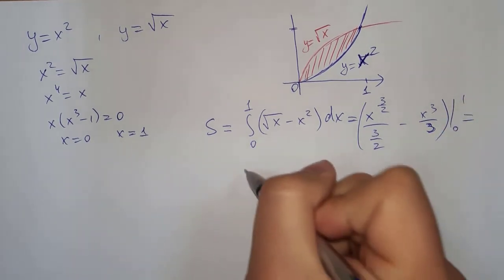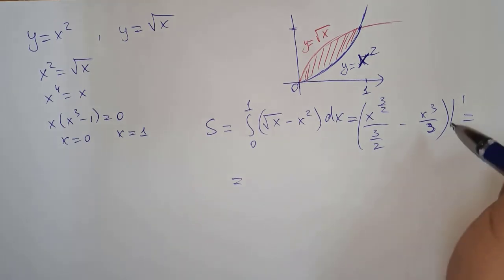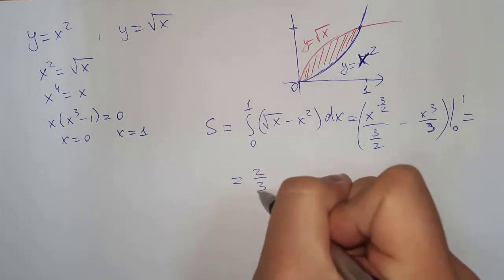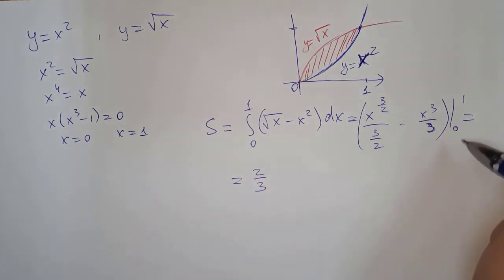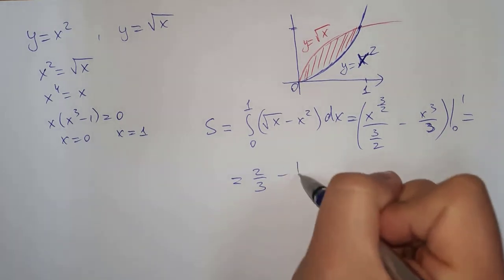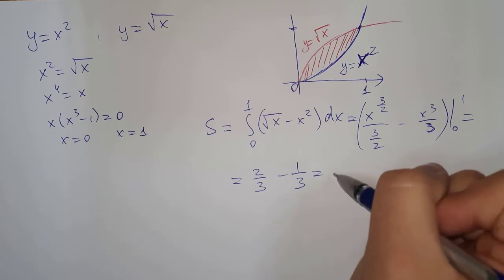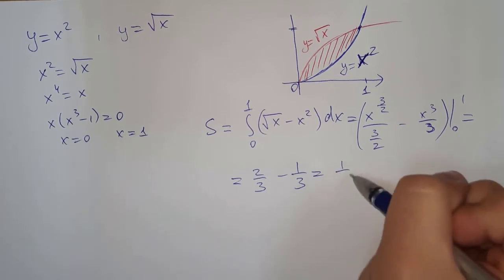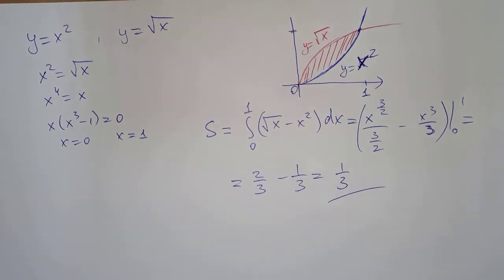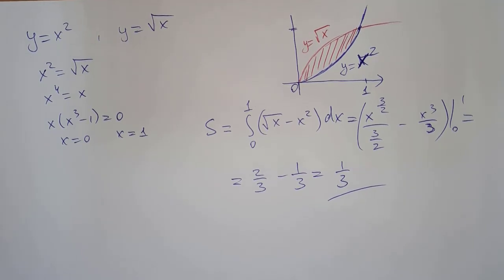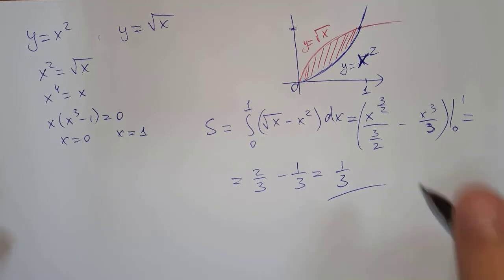So if we continue, it will be 1, it is 2/3 now, and here minus 1/3. And when we put 0, it becomes 0. The answer is 1/3. So our area equals 1/3.